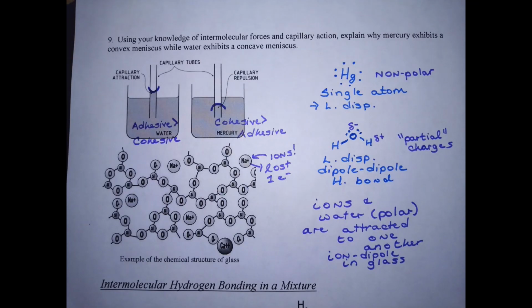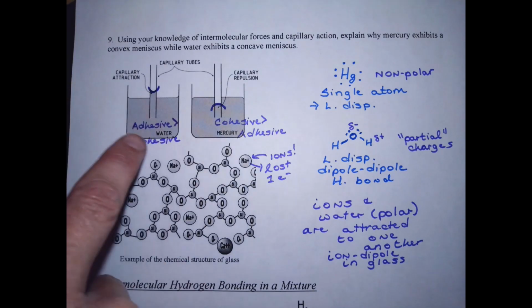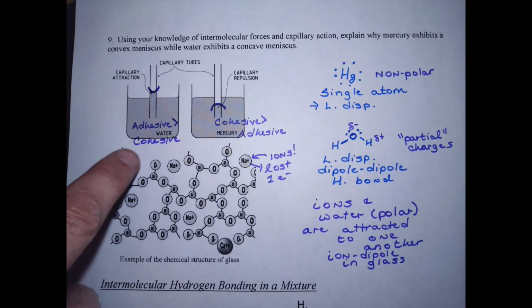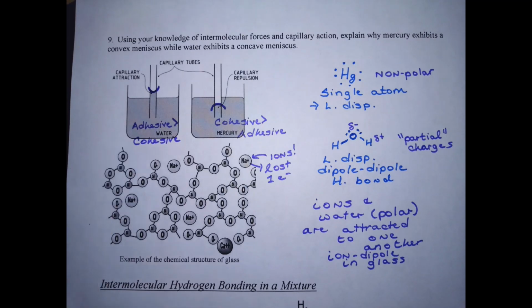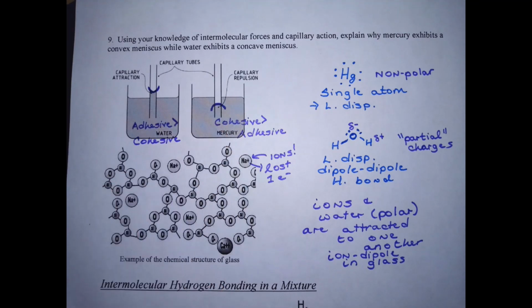So for this last problem, we're asked to explain why water exhibits a concave meniscus when it's in a glass tube. Mercury, on the other hand, exhibits a convex meniscus. What does this mean? It means that water prefers the glass over other water molecules. The adhesive forces between the glass and the water are greater than the cohesive forces between water molecules. Mercury, on the other hand, prefers to hang out with other mercury atoms. It doesn't want to interact with the glass.